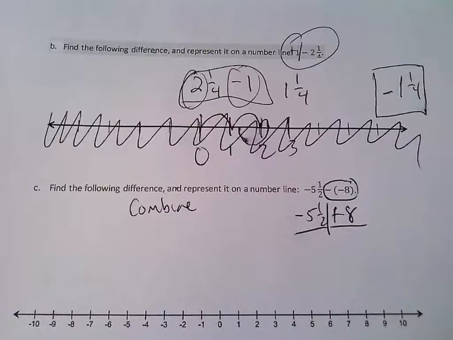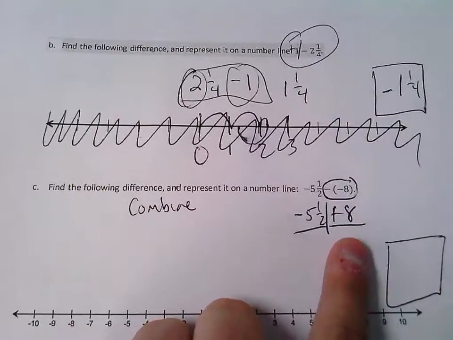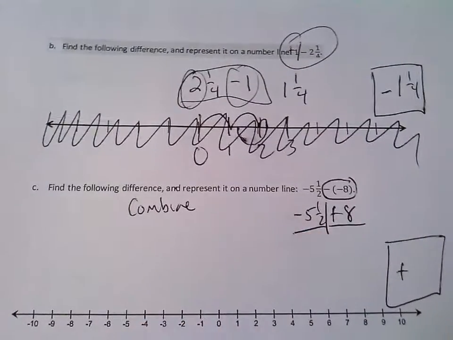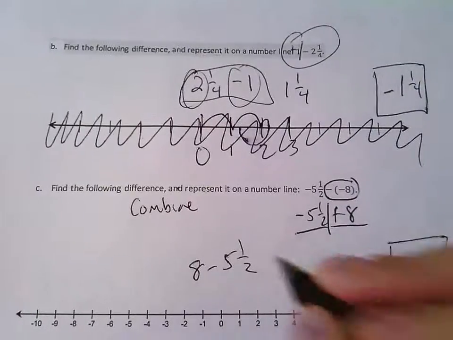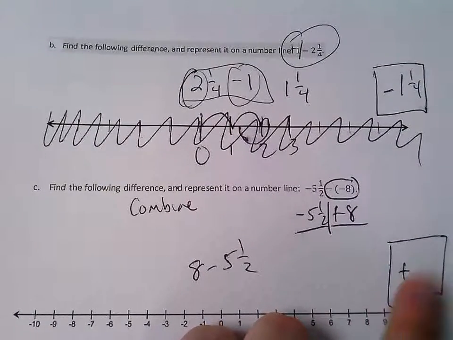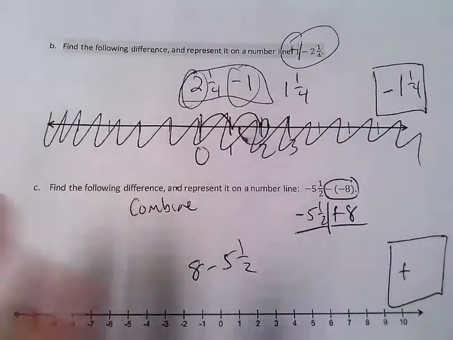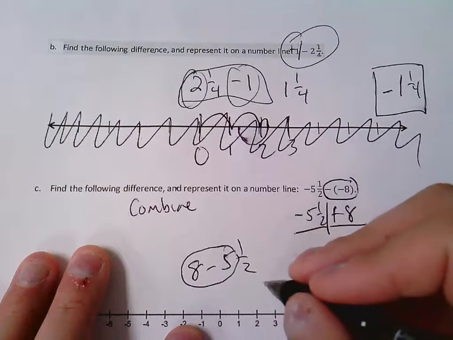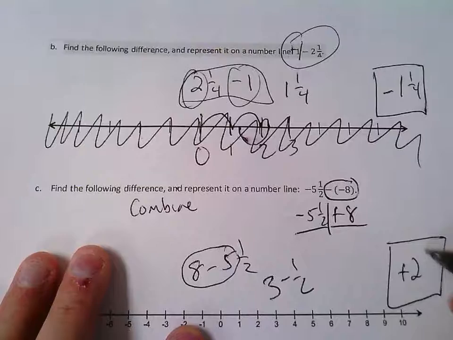Signs are different. So once again, I'm going to be subtracting, taking the sign of the larger, which in this case, the positive is bigger than the negative. So I know my answer is positive. And I'm going to do 8 minus 5 1/2. It's important to get that sign, because when you get that sign, you don't have to worry about it when it's all said and done. You've already gotten the sign. So we can do 8 minus 5 again, which is 3, minus 1/2, 2 1/2.